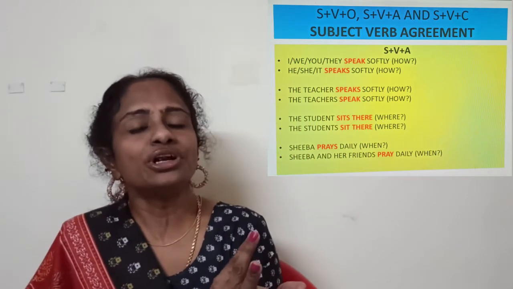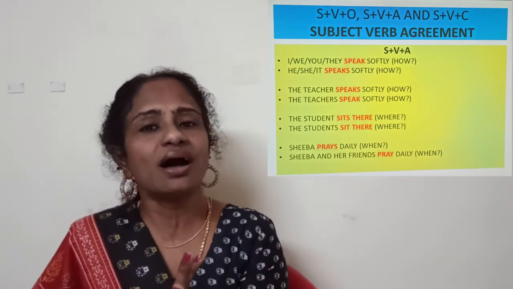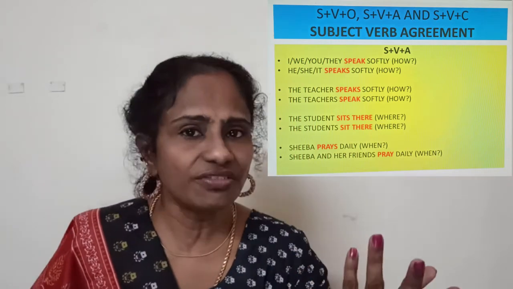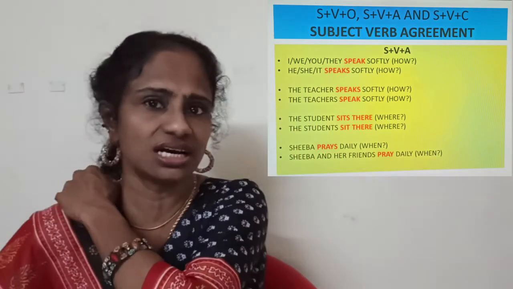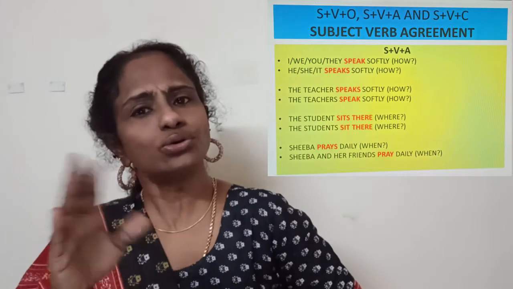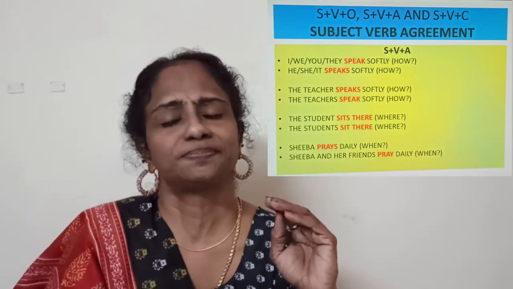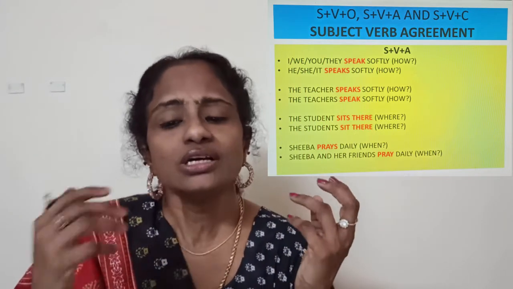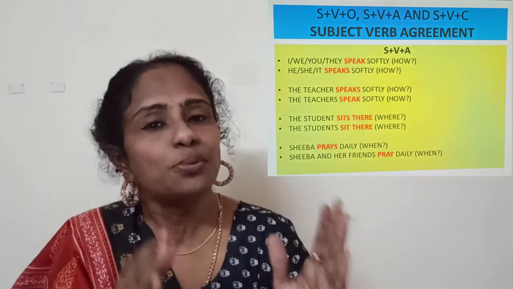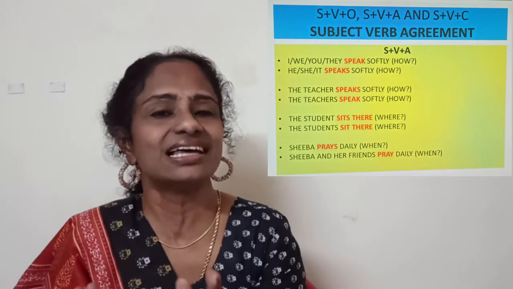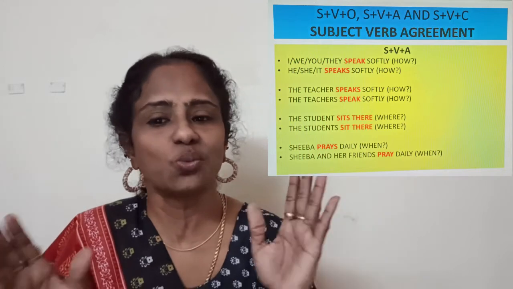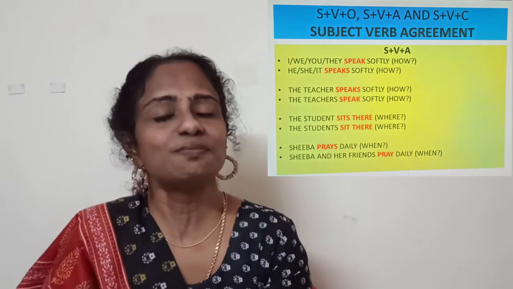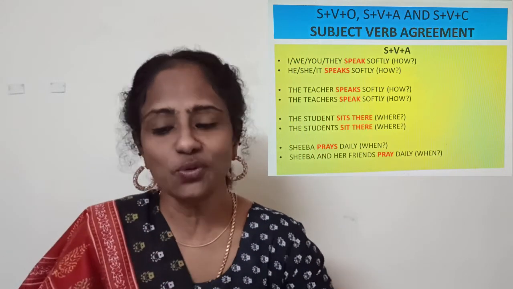Now I made the noun plural. How did I make Sheba plural? How do you make Ravi or Raja plural? You add one more, two more, three more to that noun, and it becomes plural. So Sheba and her friends pray daily. I don't want you to make any mistakes, people. So what we have seen right now is S plus V plus A. I believe you understood.